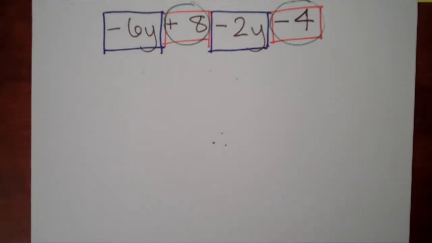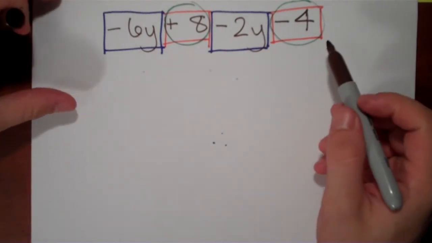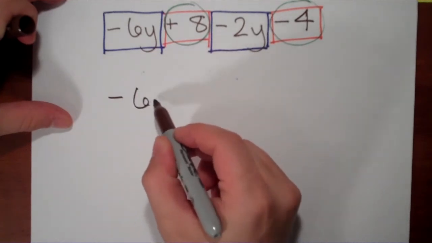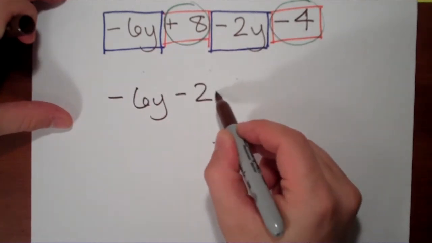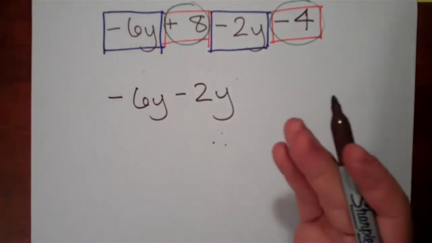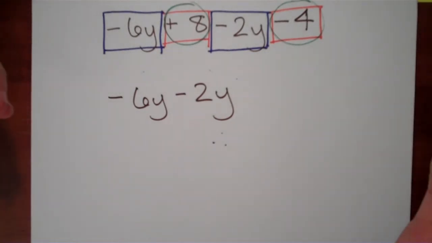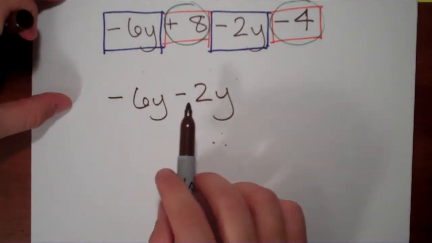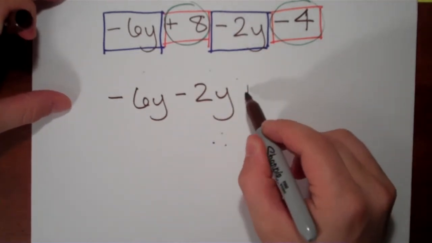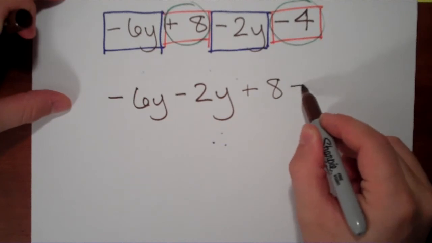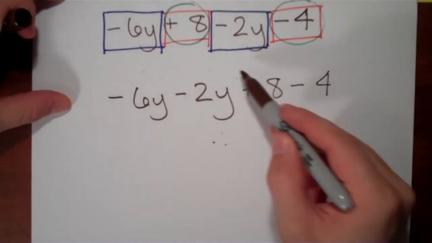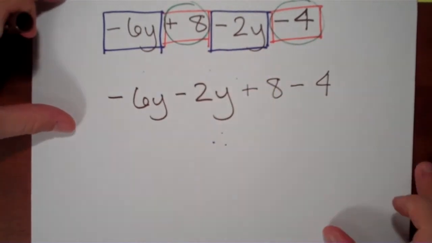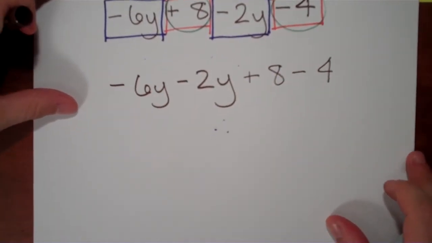When we bring this down, we can change how these look. Let's put these two together. So we can change it to negative 6y minus 2y. When we're adding and subtracting, we can mix up the numbers, do them in any order. It's still going to end up getting the same answer. So we're going to change it to negative 6y minus 2y, and then plus 8, and then minus 4. Again, I've just brought these straight down, subtracting 4, minus 2y, minus 6y. So now that they're next to each other, they're a little bit easier to solve.